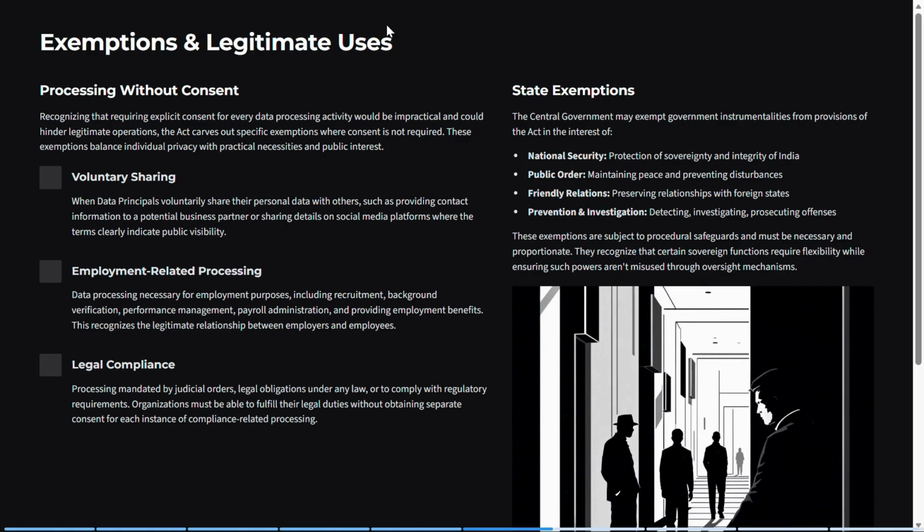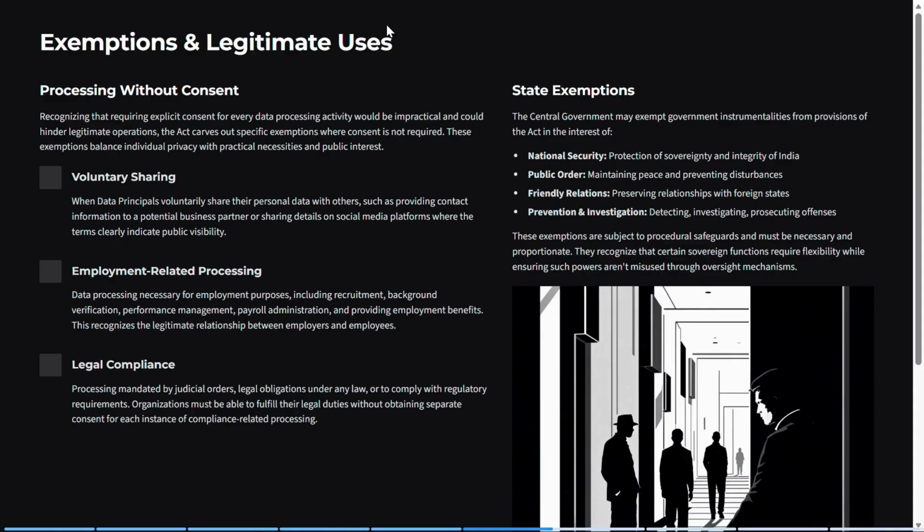So, first is voluntary sharing. When data principals voluntarily share their personal data with others, such as providing contact information to a potential business partner or sharing details on social media platforms where the terms clearly indicate public visibility. Second is employment related processing. So, the data processing necessary for employment purposes, including recruitment, background verification, performance management, payroll administration, and providing employment benefits. This recognizes the legitimate relationship between employees and employers.